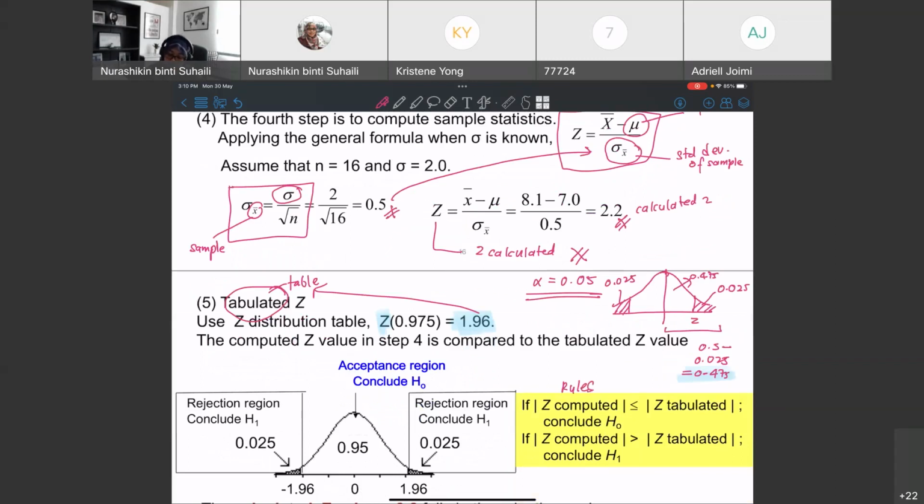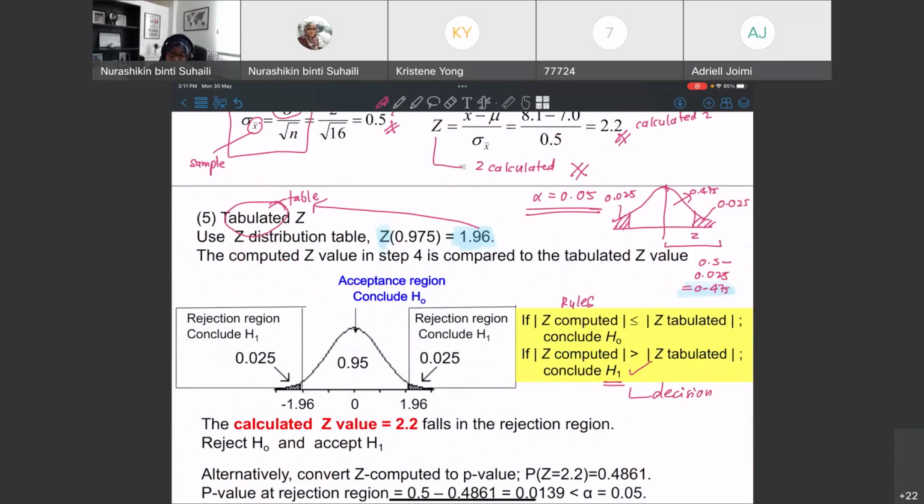So remember this, since there's no negative value, you don't have to worry about it. The Z computed is bigger than the Z tabulated, isn't it? So it falls under this rule or this decision, yeah? Whereby you have to conclude the alternative hypothesis. Okay, that is your decision.